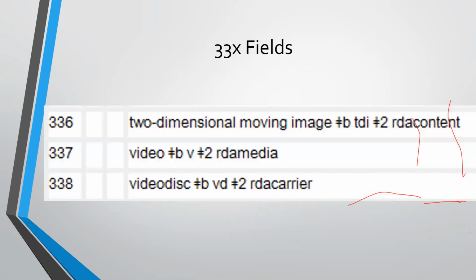formats and material types. Your 33X fields, generally for a DVD or a Blu-ray, are always going to be these same three: 336 two-dimensional moving image, 337 video, 338 video disc. Now this one, your carrier might be different depending on if you've got a cassette or an actual film strip of some kind.